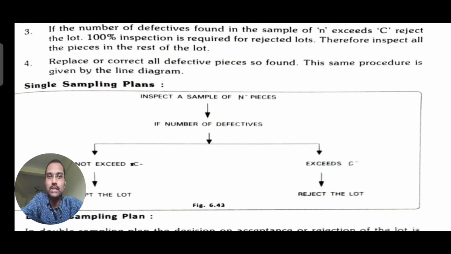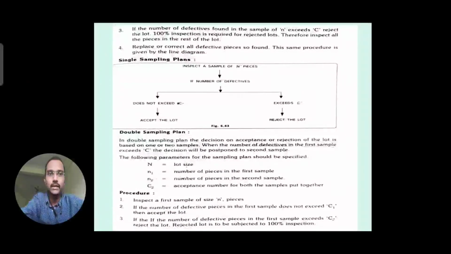The same procedure is given in the flow chart. Whatever the defective items are, after doing the 100% inspection, out of how many you have found defective, those should be replaced with good products, and then the lot should be sent through completely. It is then a good lot. So observe the flow chart here.